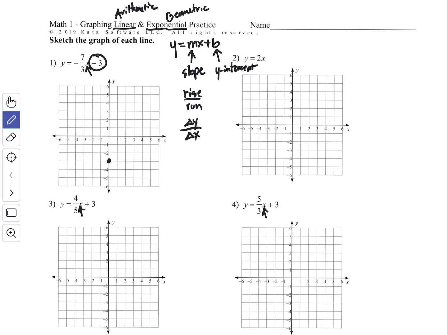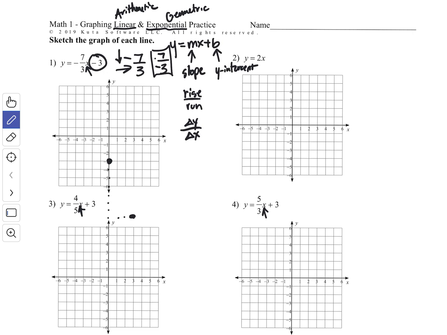So we start at -3, so there's our -3. Then our slope is -7 over 3. Now that negative can go either with the 7 or with the 3, it doesn't matter, but I should probably put it with the 3. Negative on top means we go down, positive on the bottom means we go to the right. So I would go down 7, kind of off my graph, and to the right 3, about right there.